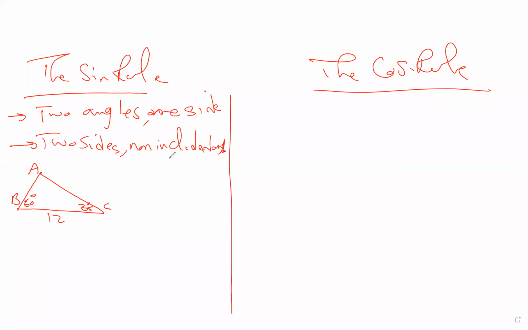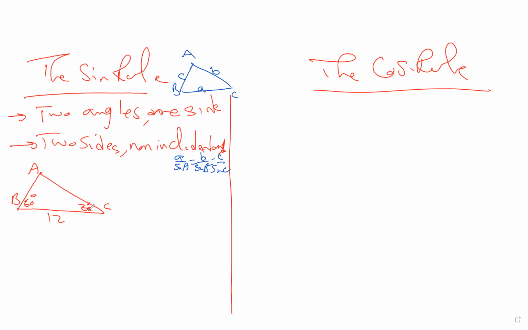The rule is a over sine A, b over sine B, c over sine C. This is A, and this is B, and this is C. The rule is a over sine A equals b over sine B equals c over sine C.